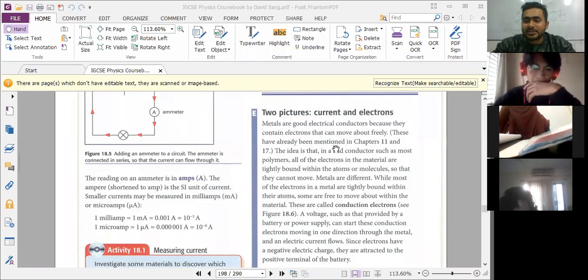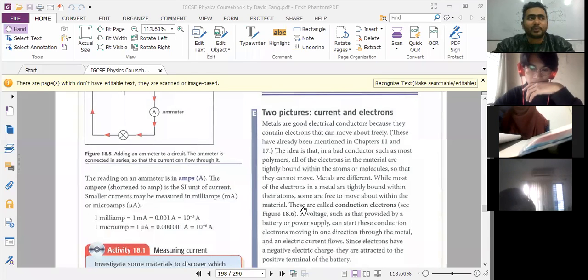These have already been mentioned in chapter 11 and 17. The idea is that in a bad conductor such as most polymers, all of the electrons in the materials are tightly bound within the atoms or molecules so that they cannot move. Metals are different. While most of the electrons in the metal are tightly bound within their atoms, some are free to move about within the materials.